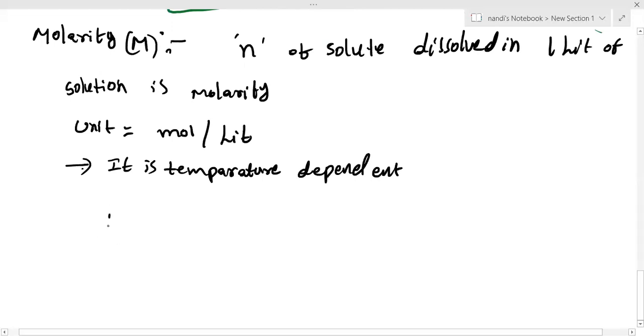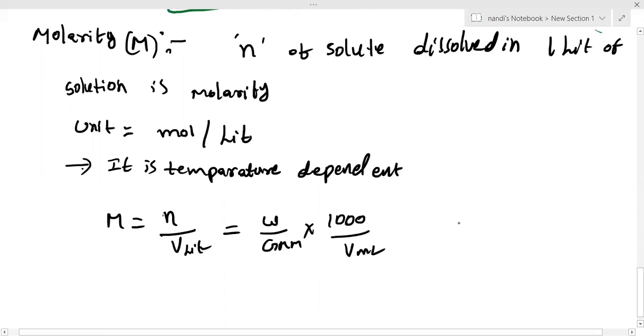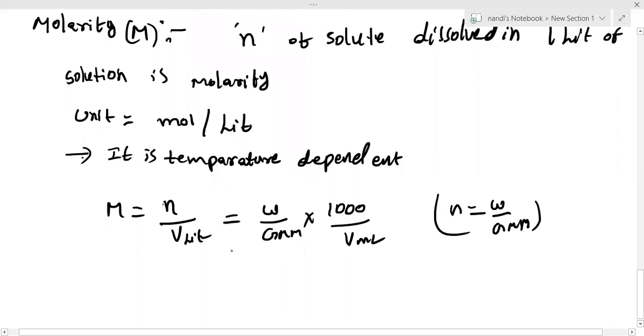So I'm writing the formula: molarity equals mole per liter, N is the mole symbol, per V liters. Now N is the number of moles, which is weight by gram molecular mass, and the volume you can convert into ml: 1000 by V ml. So N equals weight by gram molecular mass. This is the N formula, and we have to know this one. So this is the molarity formula.